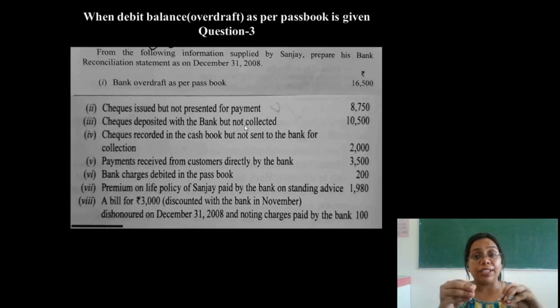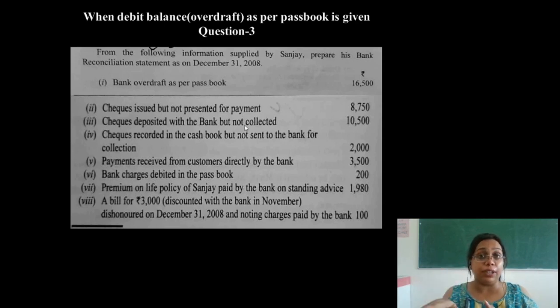I would have increased my bank column of my cash book. Why? Because I have issued a check. But I only have to collect a payment. So I have not collected a payment, but I have shown this 10,500 as increased in my cash book. Now what would I have done? I would have decreased this from my cash book.